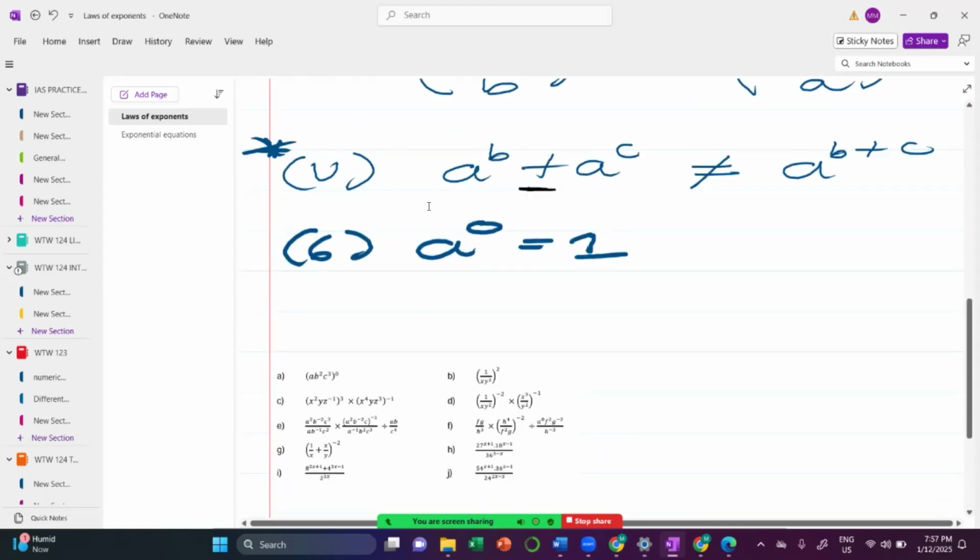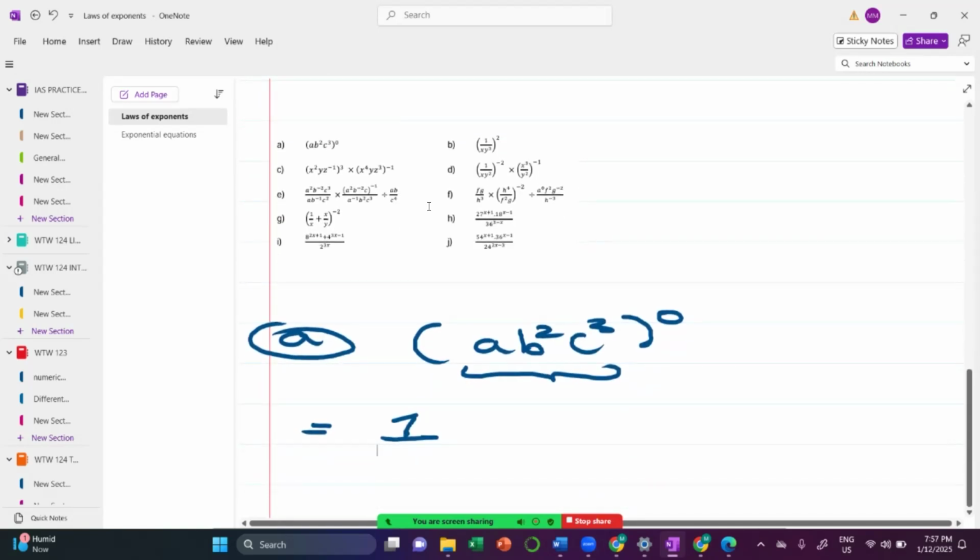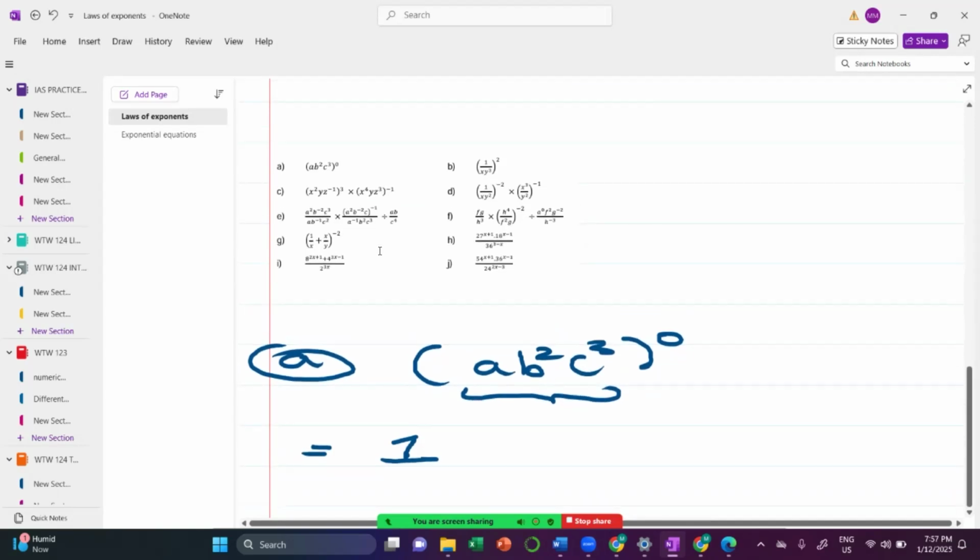Do you guys understand? We are raising all of this inside the brackets to the exponent of 0, so it's always going to give us 1. Is that okay?